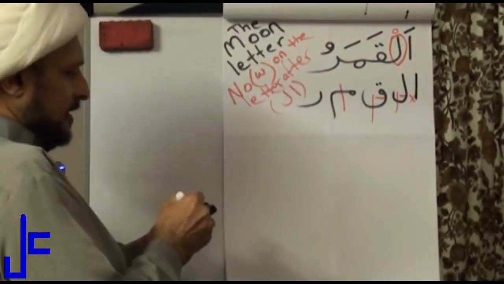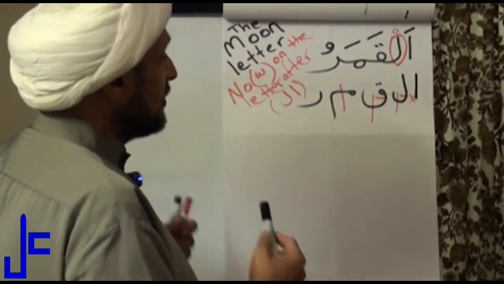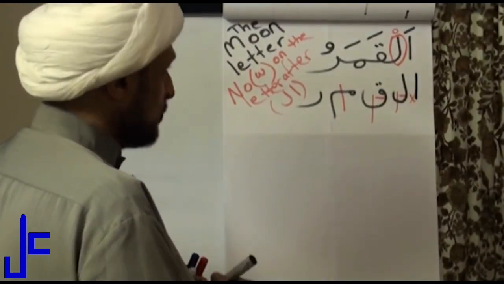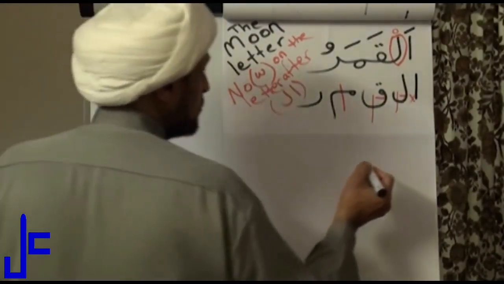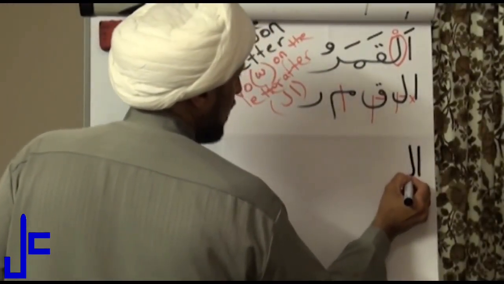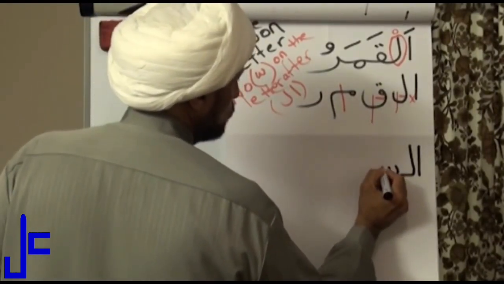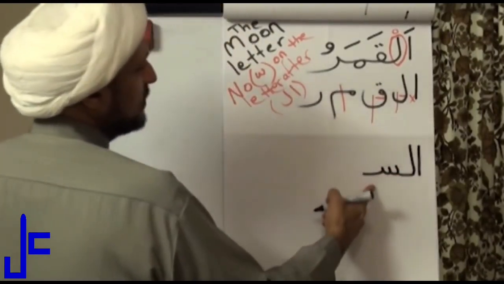Al. Yes, that's the difference. In sun letters, the lam sound disappears. The lam sound disappears. Let's write Ash-Shams. Remember that lam, cut the tail and stretch. And there is this lady whose dress is dangling. We cut this dress.